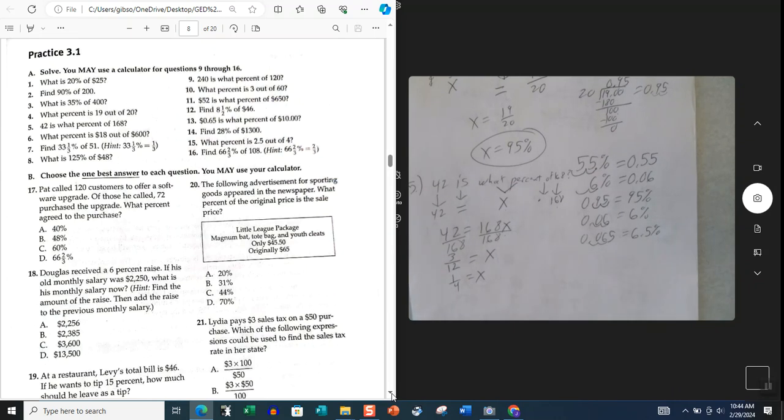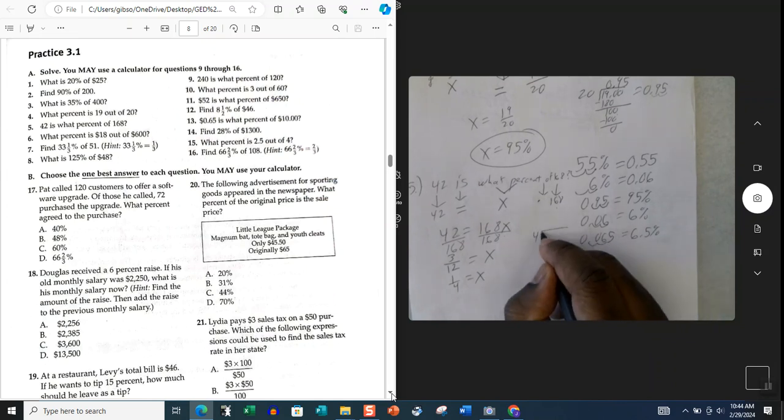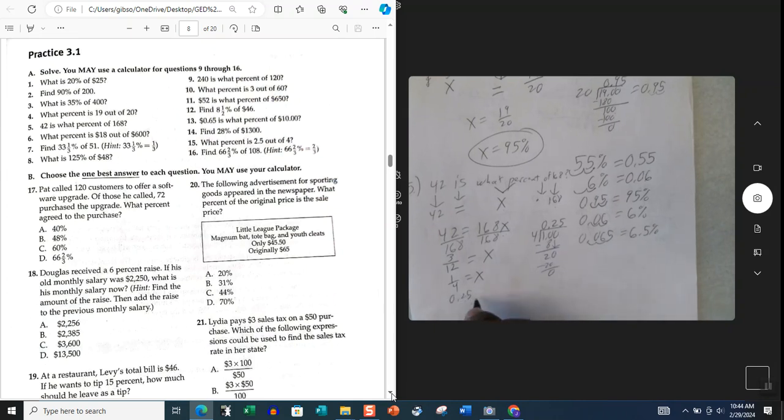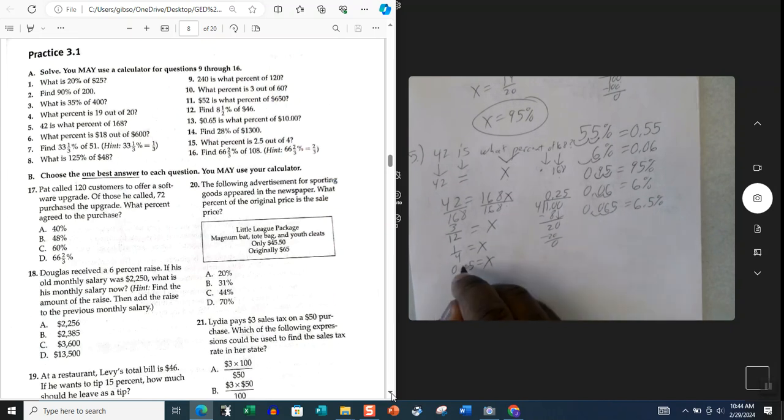Now we want to change that 1/4 to a percent. So we would take 4 into 1.00. 4 goes into 1 0 times. 4 goes into 10 twice. 2 times 4 is 8. 10 minus 8 is 2. Bring down your 0. 4 goes into 20 5 times. 5 times 4 is 20. No remainder. So we have a decimal of 0.25. Now we have to change this decimal to a percent. We know we'll move this 2 places to the right, and it'll be 25% is equal to x.